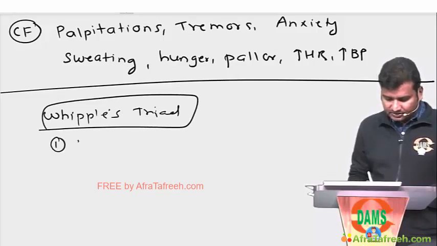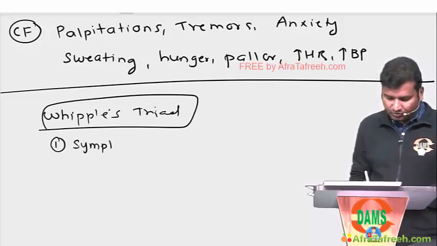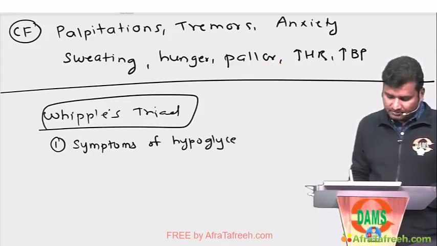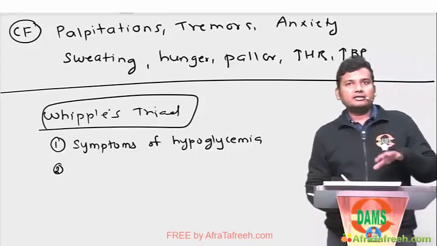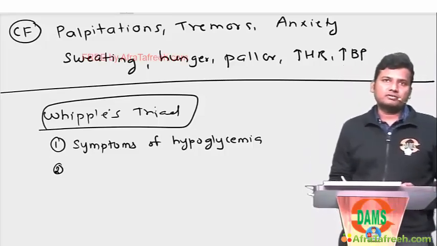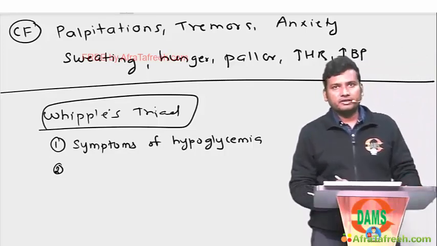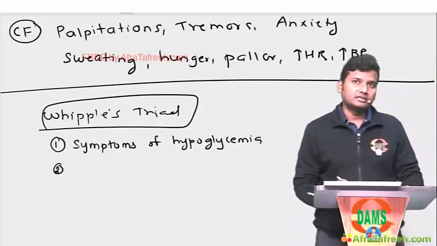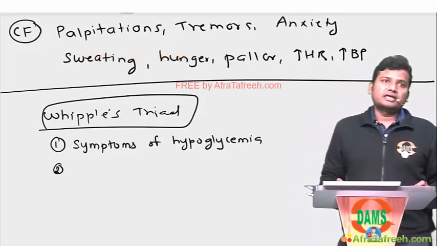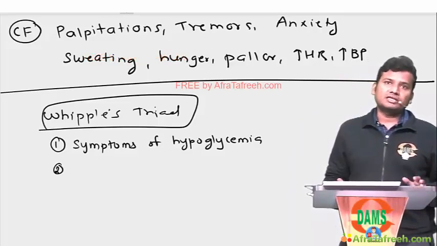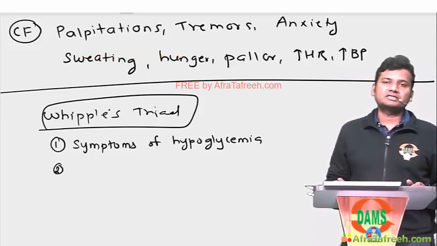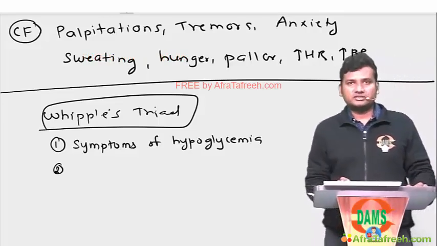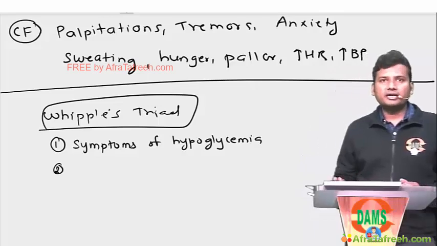First, the patient should have symptoms of hypoglycemia. Second point, at the time of symptoms, we should check the sugar level, and the sugar level should be below 80. And if sugar is below 80, then you will say that the patient is having hypoglycemia, and because of this hypoglycemia, the patient is having clinical features. It is called documented hypoglycemia.